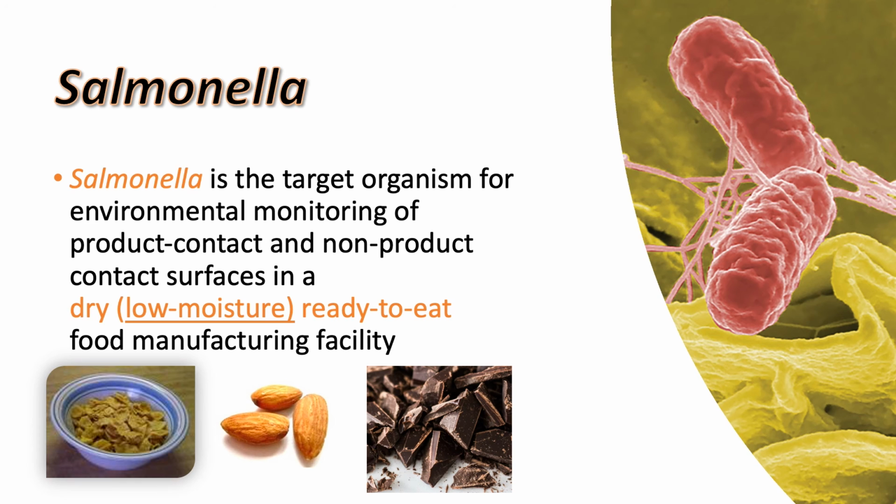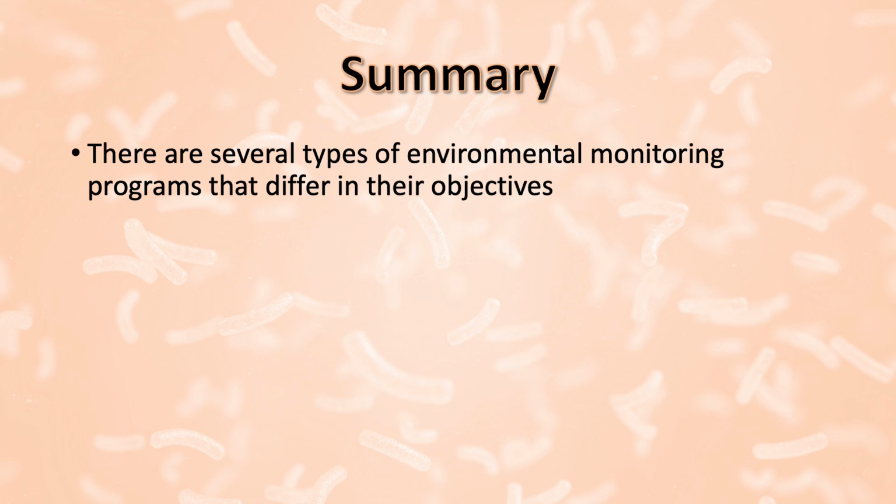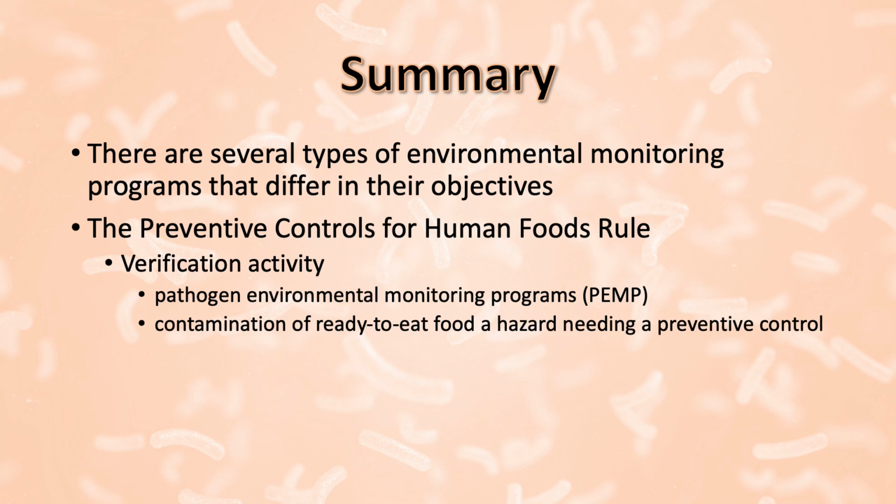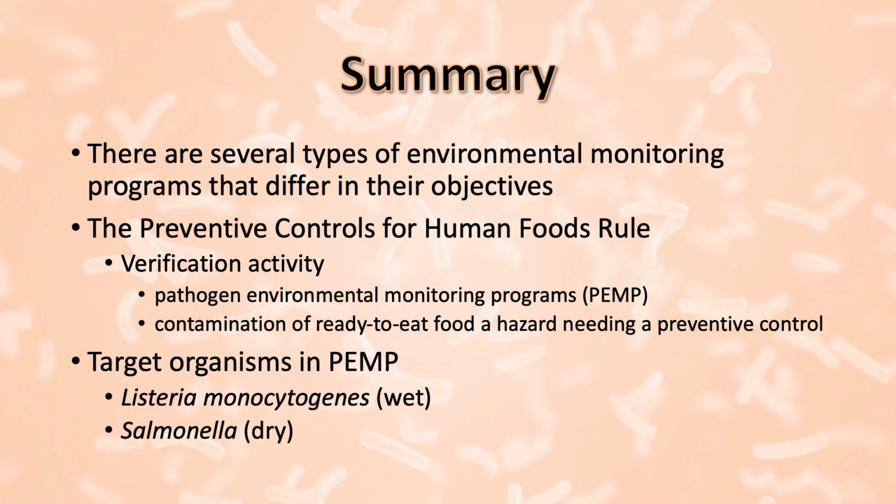When low moisture foods are produced in dry environments, the pathogen of concern is Salmonella. This includes many types of cereal products, baked goods, powders like spices and instant beverages, nuts and seeds, and chocolates and confections. In summary, there are several types of environmental monitoring programs, and the structure and outcomes or objectives of each will differ. The Preventive Controls for Human Food rule requires as a verification activity that pathogen environmental monitoring programs are established when the hazard analysis determines that contamination of ready-to-eat foods with an environmental pathogen is a hazard that needs a preventive control. Listeria monocytogenes and Salmonella are target pathogens for PEM programs in wet and dry facilities.